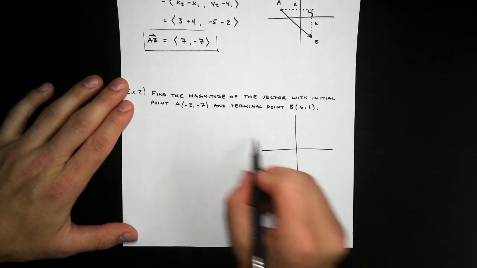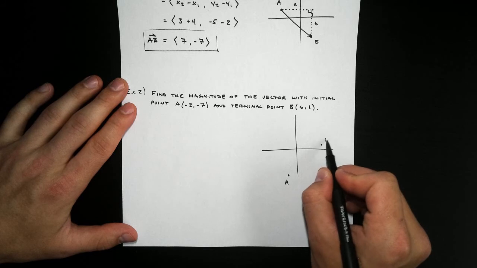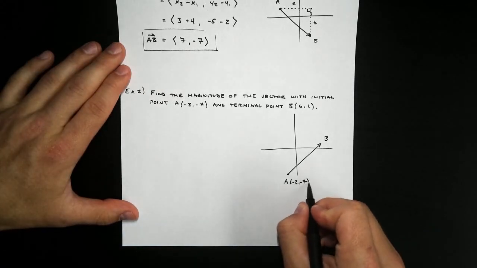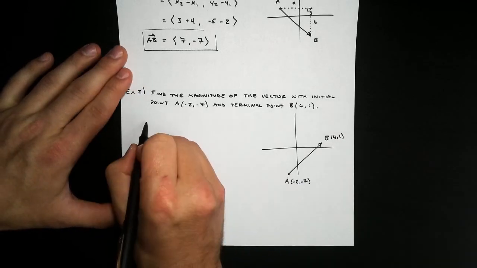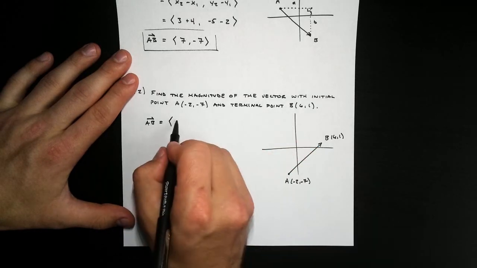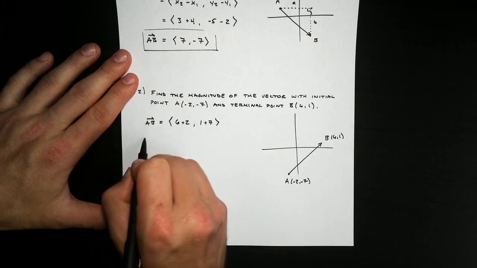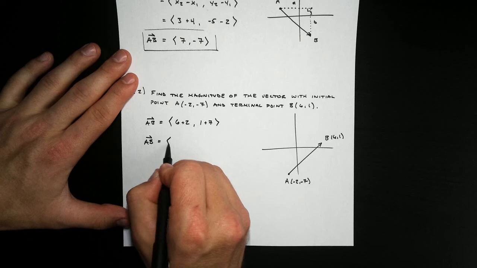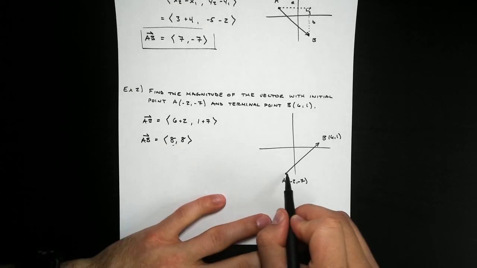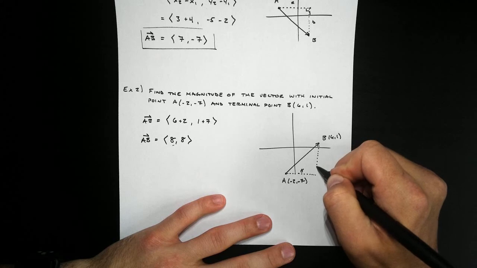Again, let me just sketch this out. So -2, -7, maybe that's way down here, and then 6, 1 for the terminal point. All right, let's start off by writing the component form for this vector. So just like we did above, the difference of the x values, 6 minus -2, and then the difference of the y values, 1 minus -7. So our component form, this is the vector <8, 8>. So we need to go 8 in the x direction, 8 in the y direction. So that's +8 horizontally. And then we need to go +8 vertically.